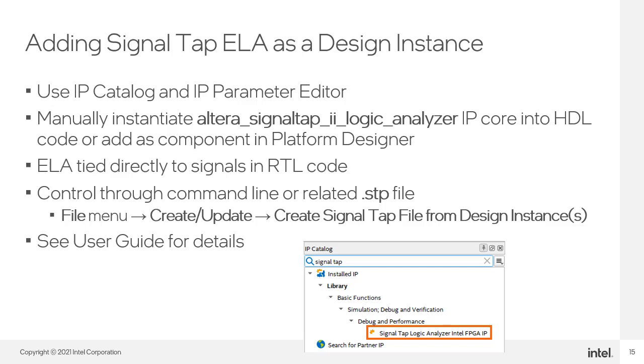The ELA implemented in this manner can be controlled from a command line or by creating a related .stp file using the option shown. Removing the logic analyzer from the design requires removing the IP instantiation and recompiling. If you would like more information about implementing the SignalTap logic analyzer using this method, see the Debug Tools user guide. Creating the .stp file alone is, in general, a faster and easier way of implementing the ELA. So this training focuses exclusively on SignalTap usage with the .stp file.